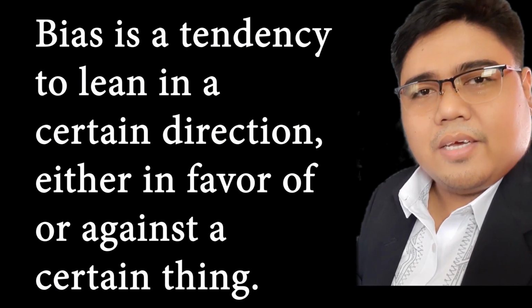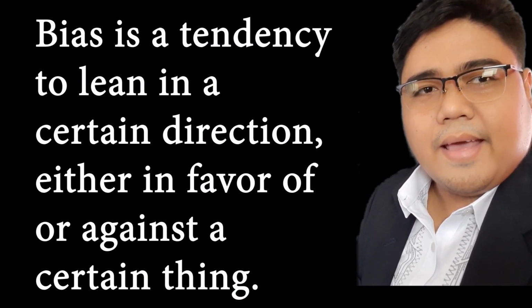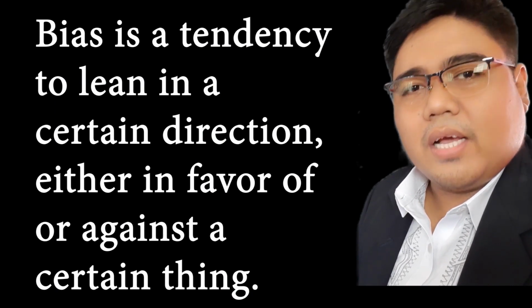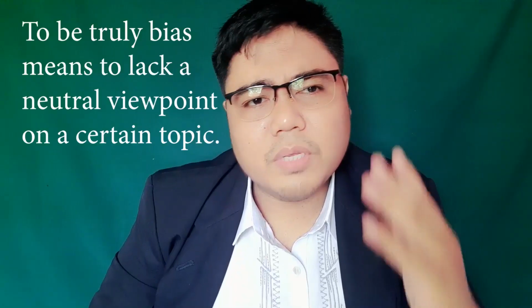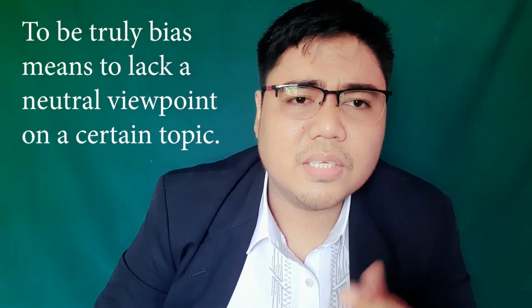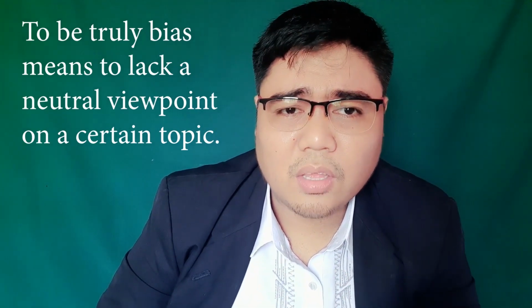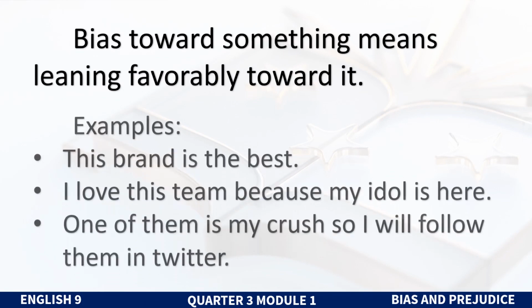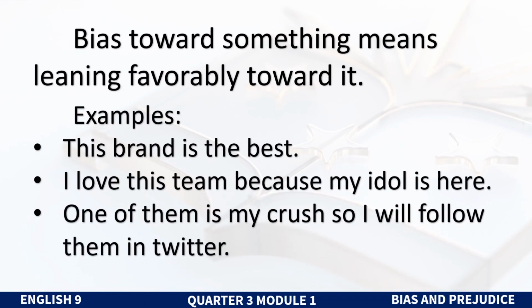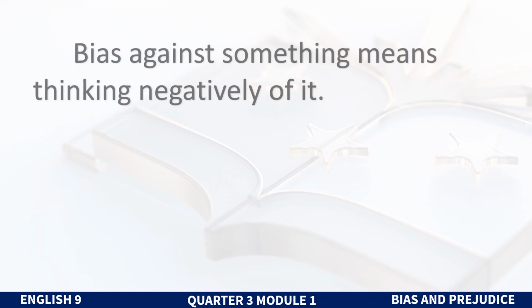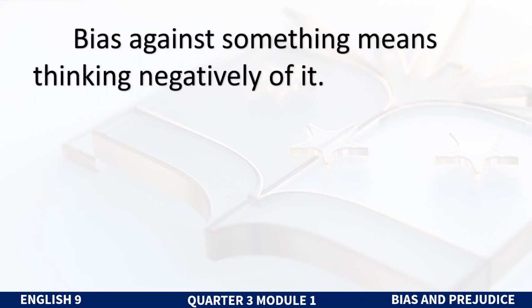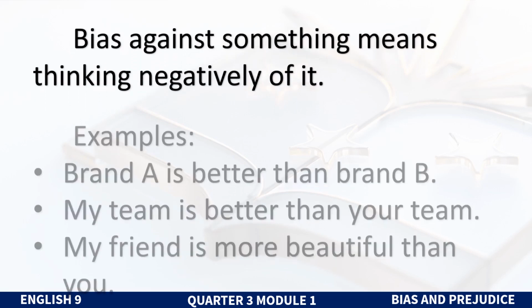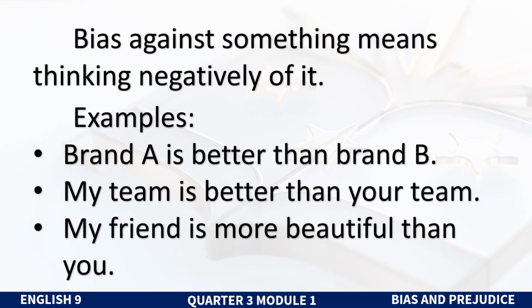Bias is a tendency to lean in a certain direction, either in favor of or against a certain thing. To be truly biased means to lack a neutral viewpoint on a certain topic. If you're biased towards something, then you lean favorably toward it, meaning you tend to think positively of it. Meanwhile, if you are biased against something, then you lean negatively against it. You tend to think poorly of it.